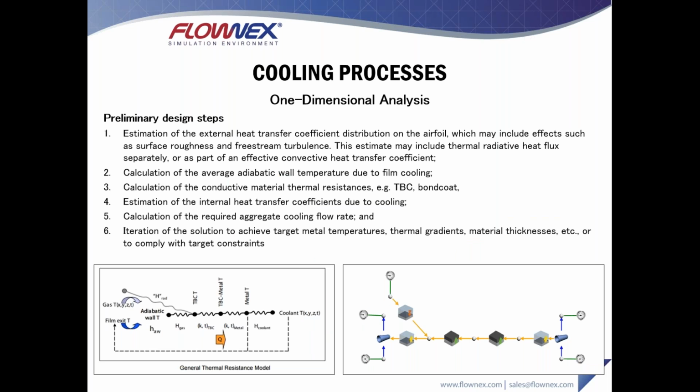So just going a little bit deeper into where Flownex fits in cooling analysis. If we talk about preliminary design steps more generally, Flownex checks every one of these boxes. It's a way in which you can estimate external heat transfer coefficient distribution on the airfoil, and it includes effects like surface roughness and turbulence. You can either estimate total heat transfer to include radiative heat flux separately, or as part of a lumped effective convective heat transfer coefficient when you're modeling heat transfer to a surface as well.